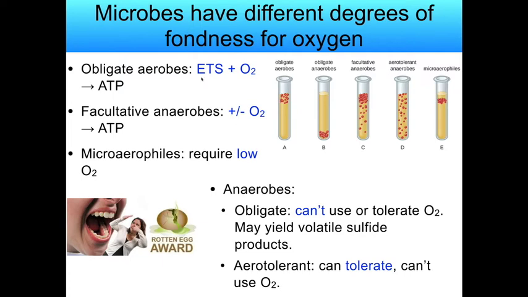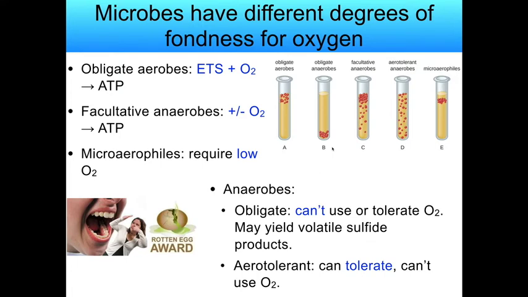So like humans, they have an electron transport system that reduces oxygen to generate ATP. If you were to throw these organisms in a test tube with nutrient broth, they'd appear like panel A. They'd be growing near the surface of the nutrient broth. Then there's facultative anaerobes. They can generate ATP with or without oxygen, but they still prefer oxygen. So if you put them in nutrient broth, they would form a growth distribution as in panel C, as shown here. Most of the organisms would be near the surface.